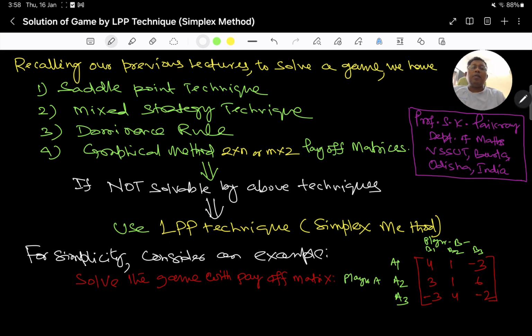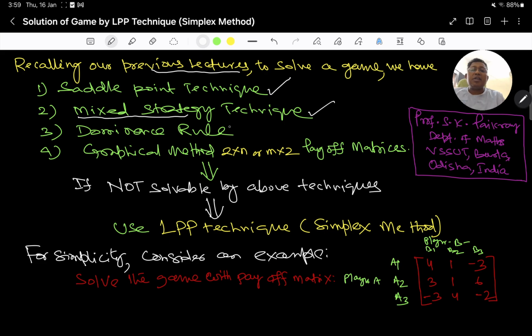Hello everyone. In this lecture I shall discuss the solution of a game with a given payoff by the Simplex method. If we recall our previous lectures, a given payoff matrix is there. If there is a pure strategy, it can be solved by the saddle point technique. Or if it is a 2x2 matrix having no saddle point, we use the mixed strategy technique.